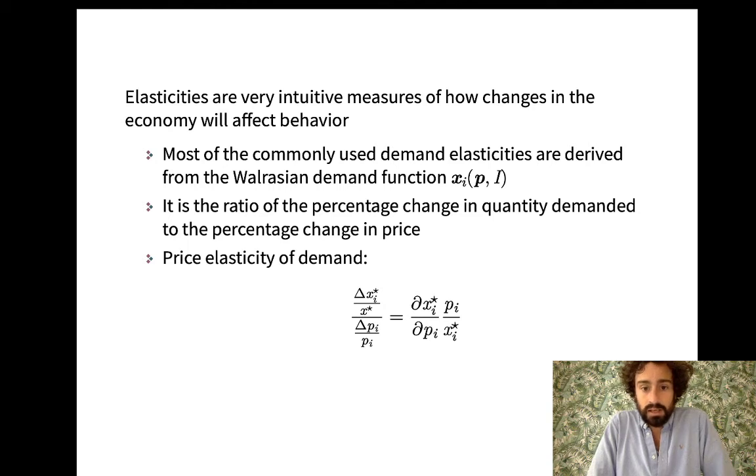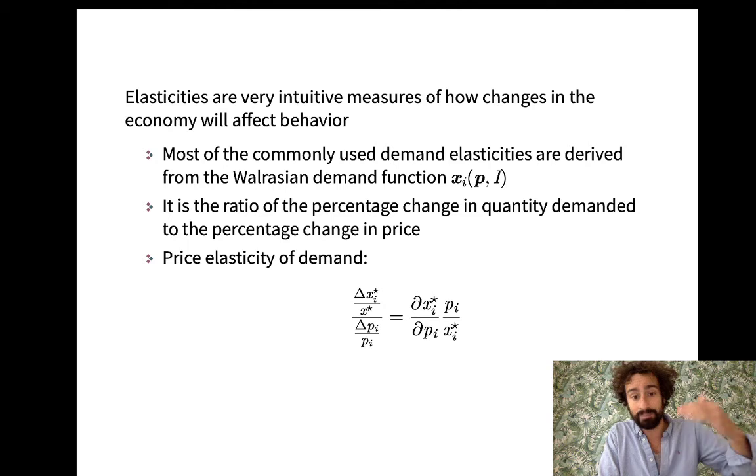Most commonly, we're going to talk about the demand elasticities for the Walrasian demand function, and it's just the ratio of the percentage change in quantity demanded to the percentage change in price. So what does that mean? You can see that the numerator is the change in quantity demanded, and on the bottom is the change in price. But these are relative to the amount, right?